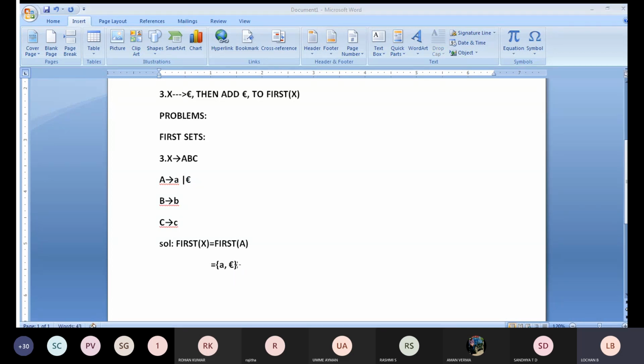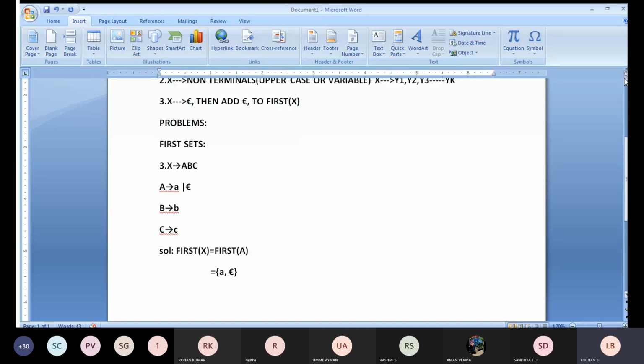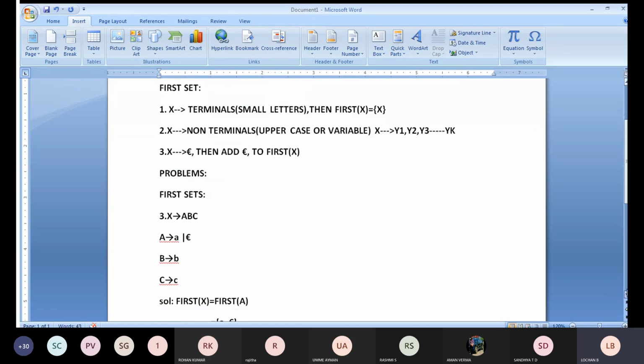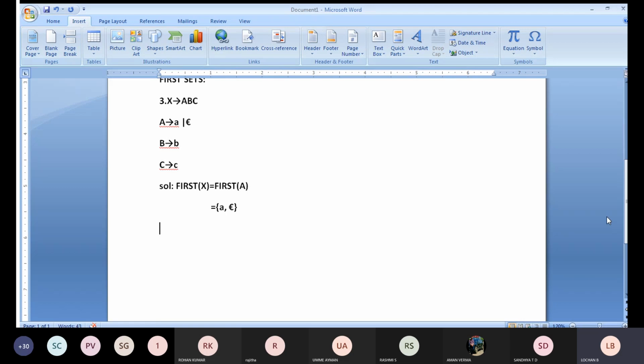Whenever epsilon is there, I'll repeat once again. Whenever you are going to get the epsilon part, that is what step 3 has told: whenever you get epsilon, add epsilon to the first of X. Just observe here. We have completed the A part. Next you have to move with respect to the B part. For A we have completed the production, yes or no? In A you got a as well as epsilon, and I have written a as well as epsilon.